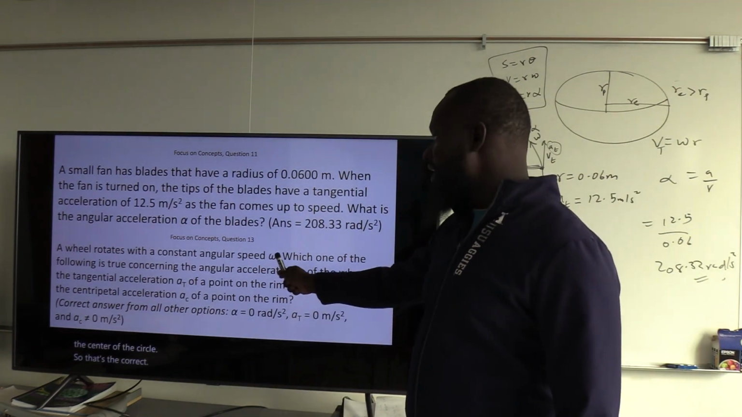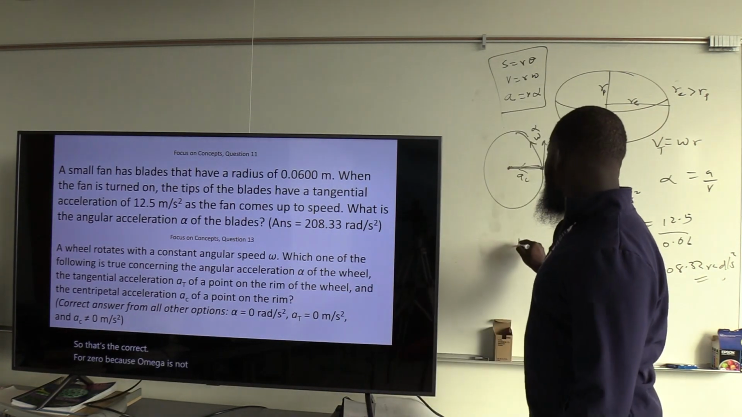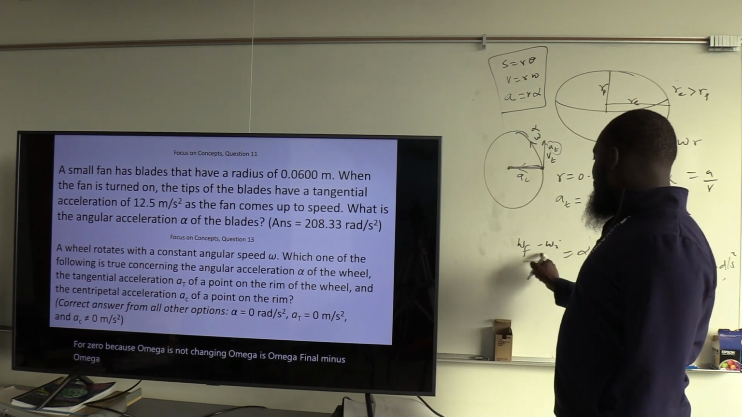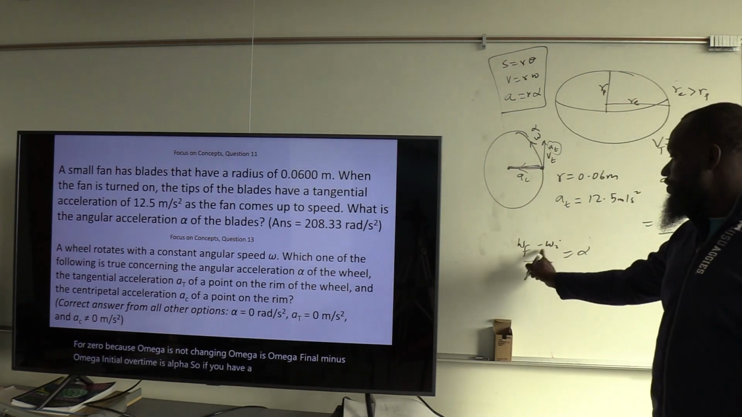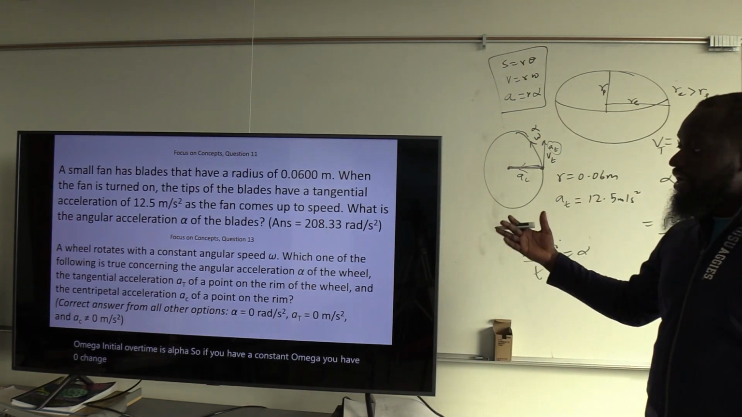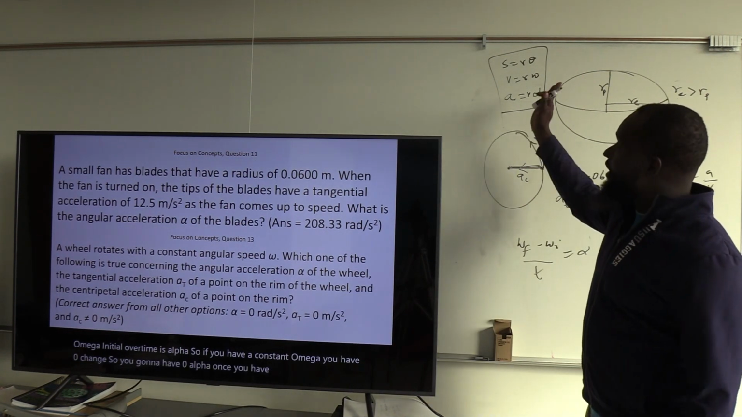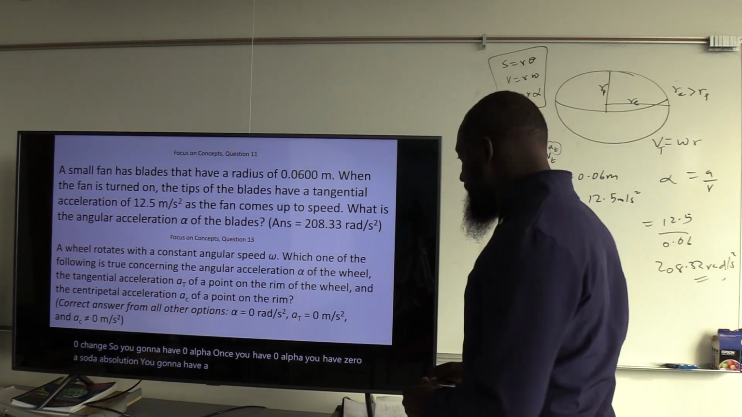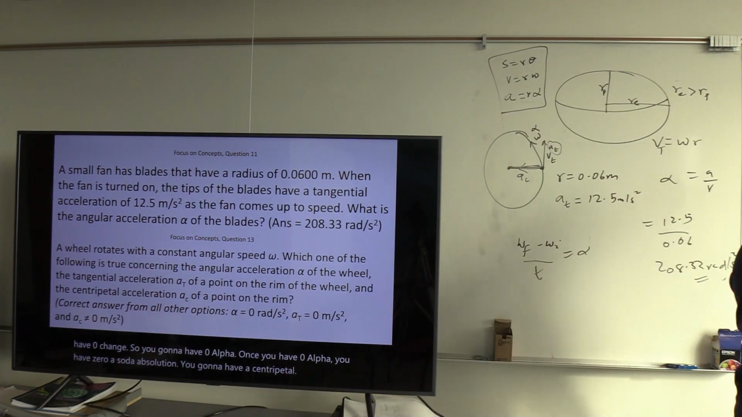Alpha is 0 because omega is not changing. Omega final minus omega initial over time is alpha. So if you have a constant omega, you have 0 change, so you're going to have 0 alpha. And once you have 0 alpha, you have 0 A tangential. So the only acceleration you're going to have is centripetal. Okay, next problem.